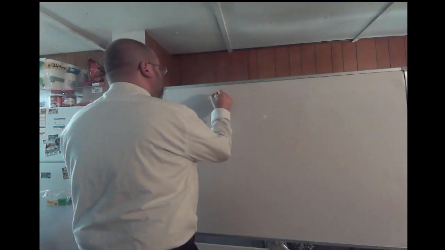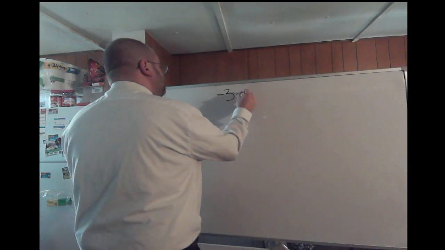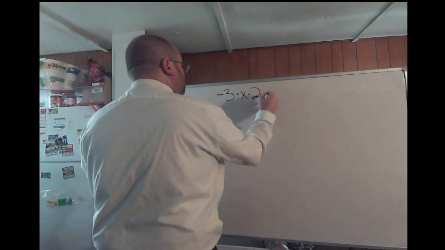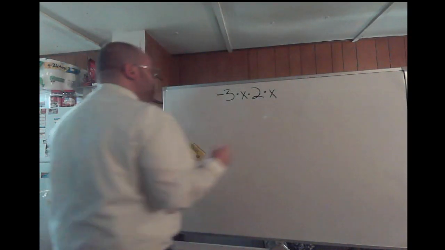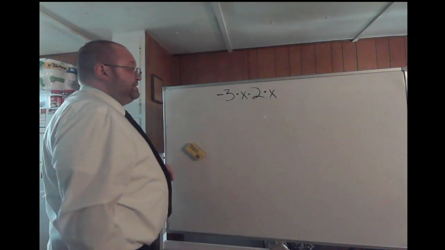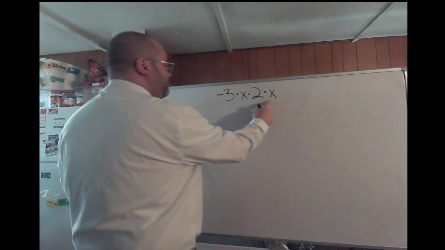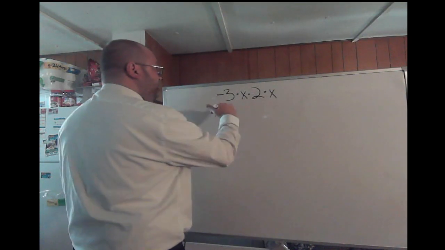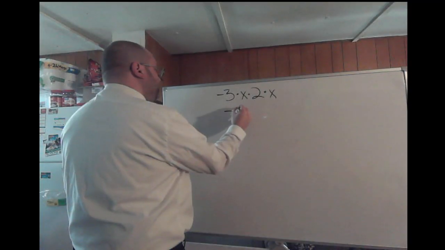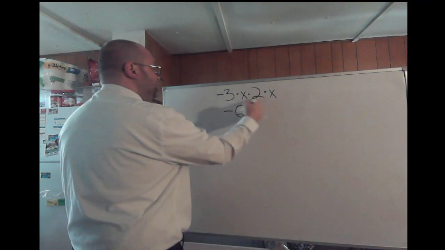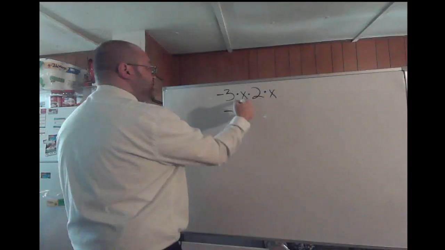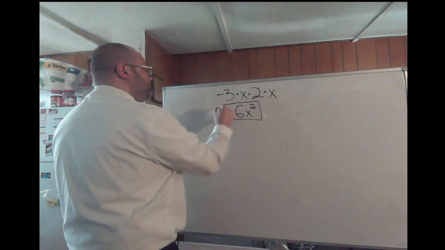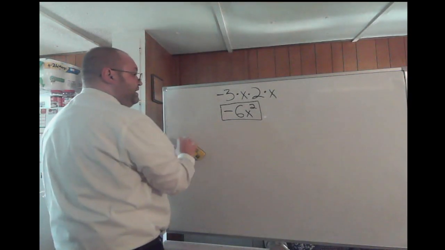Alright, we got -3 times x times 2 times x. Now we got two constants in here, but it looks like x is being multiplied repeatedly. Well, constants you just multiply like normal. This would be -3 times 2. That'd be -6. Then you have x times x. Well, your base is x. How many times is x being multiplied? Twice. So your answer for this would be -6x squared. That's exactly what you would get.